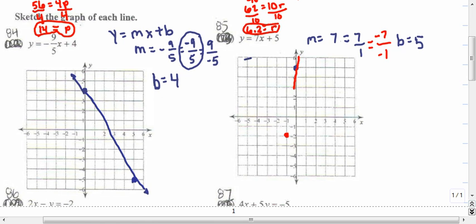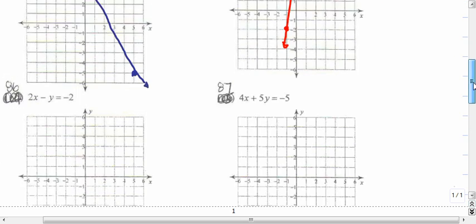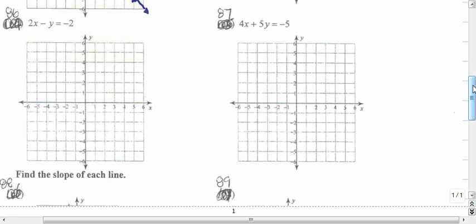Once again, on your paper, you need to use your straight edge. Okay, on these, we can't graph them just yet. We have to put them into y equals mx plus b format.